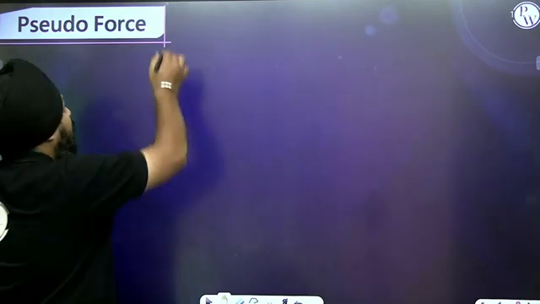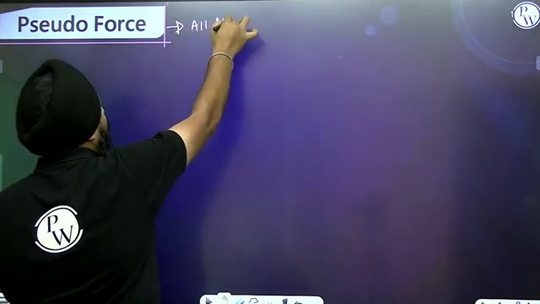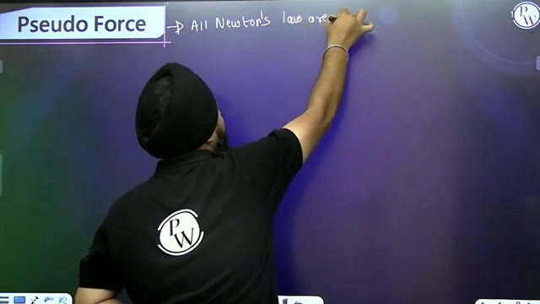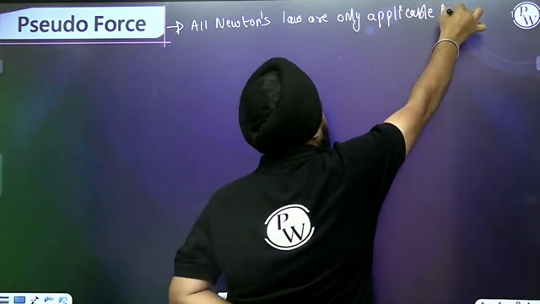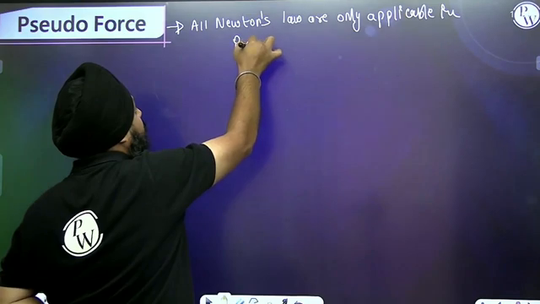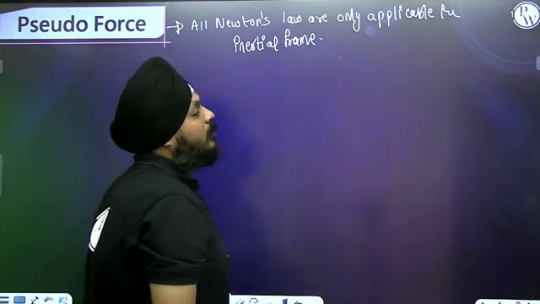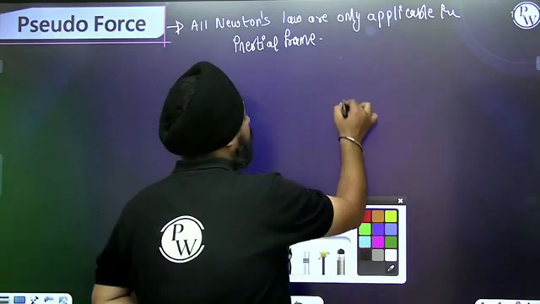Pseudo force states that, first of all, why there was a need of the pseudo force and why it's actually there. So I want to tell you all, Newton's laws are only applicable in an inertial frame. How? Let's have an example to understand this.